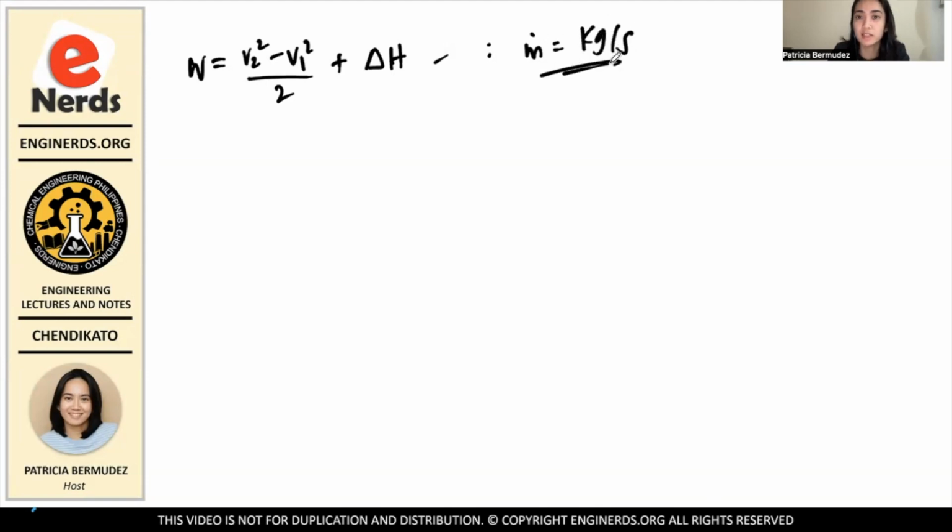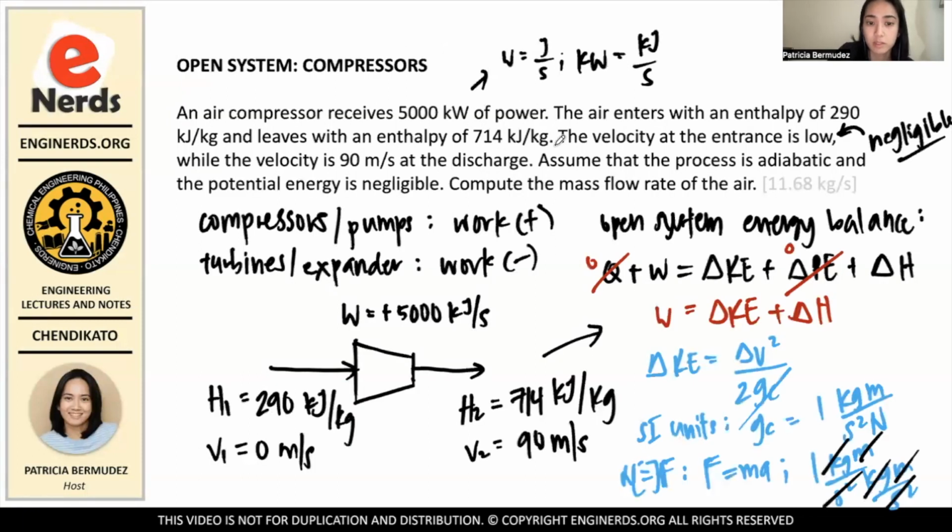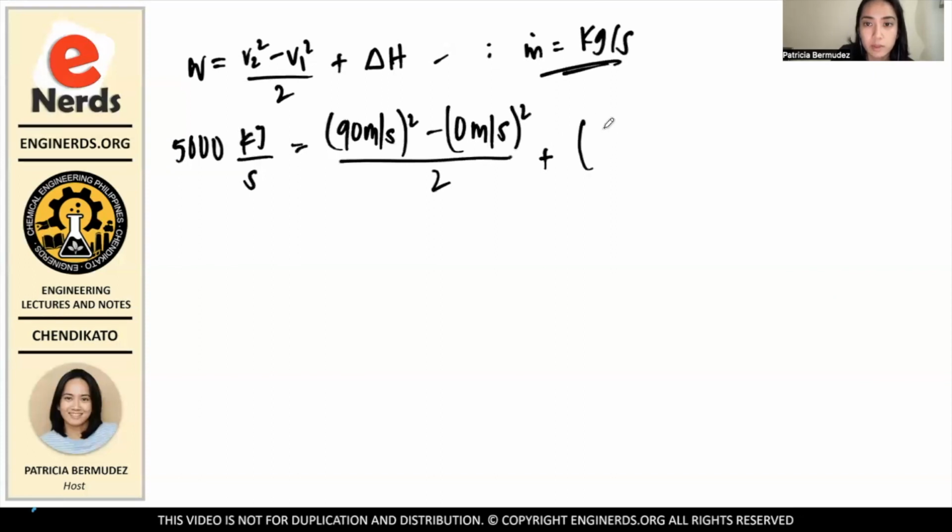So this is the main goal in this problem. Okay? So our work is 5,000 kilojoules per second, right? And our V2 is 90 meters per second, and this one is squared. Then our V1 squared is 0 meters per second squared, and it's over 2. Then our delta H here is 714 minus 290. And our unit there is kilojoules per kilogram.